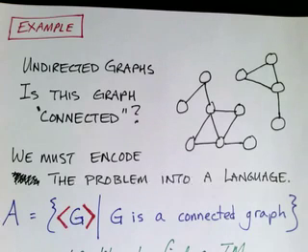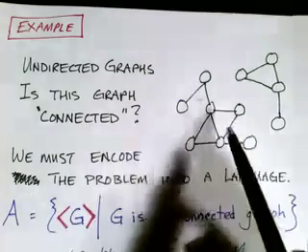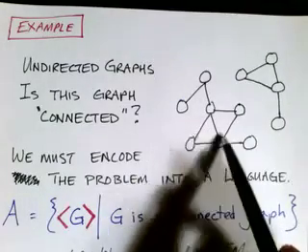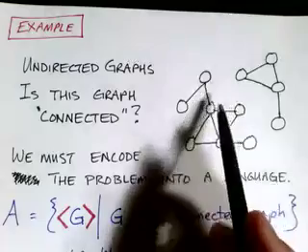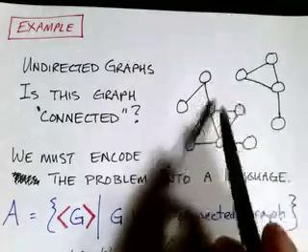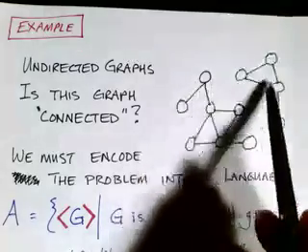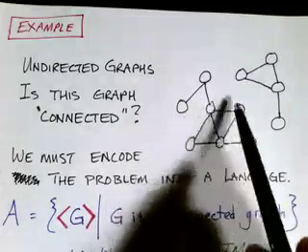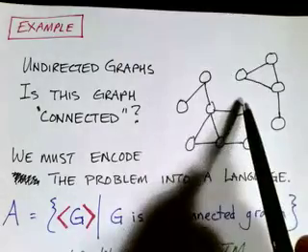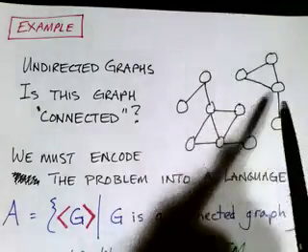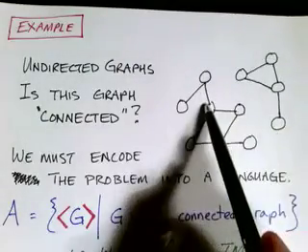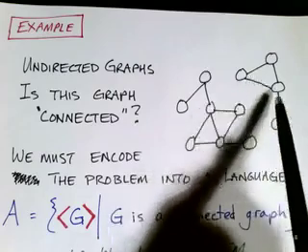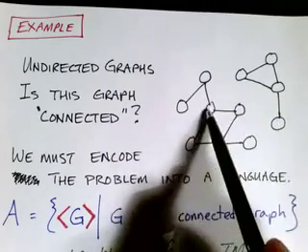Let's take a look at this example in a little bit more detail. First of all, we're going to be talking about undirected graphs, and we're going to ask whether a graph is connected. So here's a graph with 1, 2, 3, 4, 5, 6, 7, 8, 9, 10, 11, 12 nodes. And it's not connected because there are two separate components and there are some nodes that are not reachable from other nodes. For example, this node is not reachable from that node.